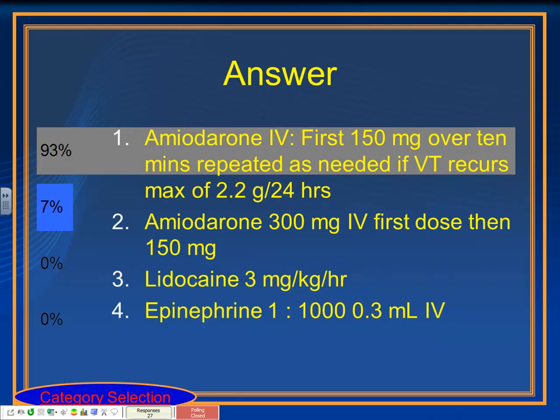All right, the correct answer is amiodarone first of 150 every 10 minutes, repeated as needed if VTAC reoccurs, to a max of 2.2 grams in 24 hours. When do you give amiodarone 300 milligrams? Unstable. Oh, you're so smart.